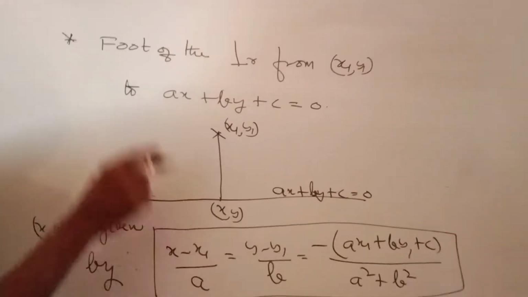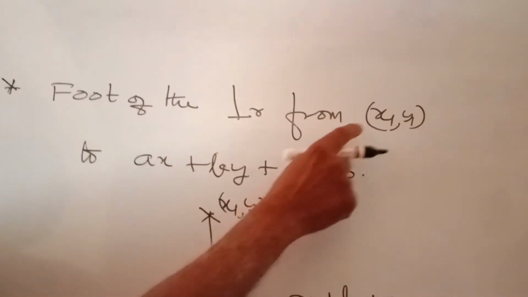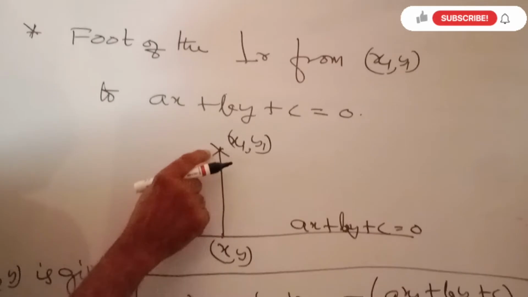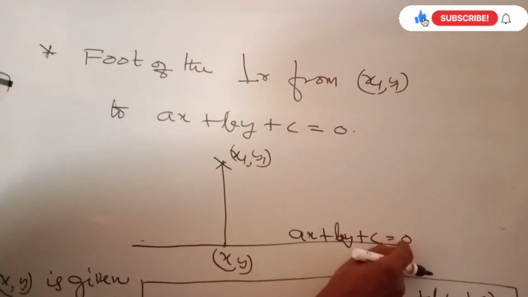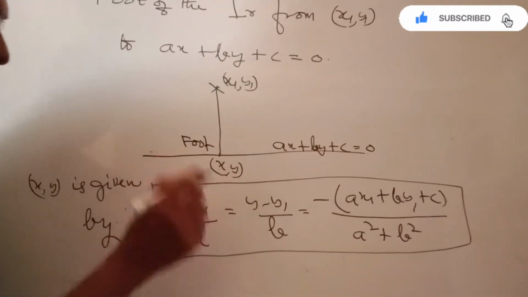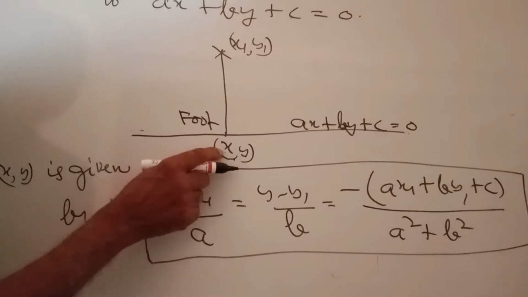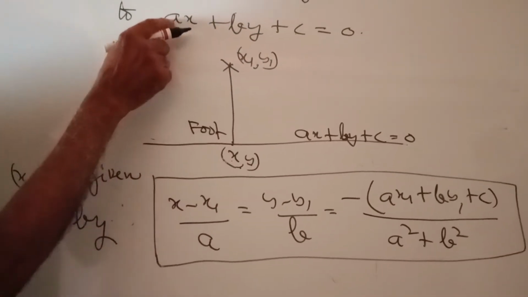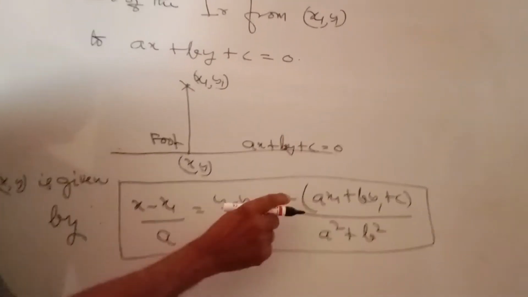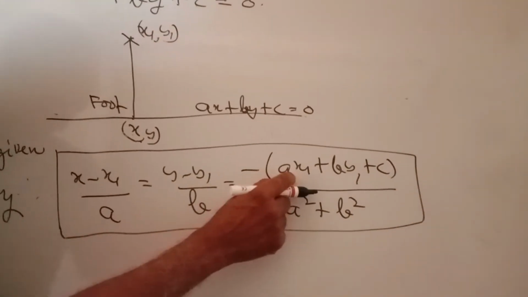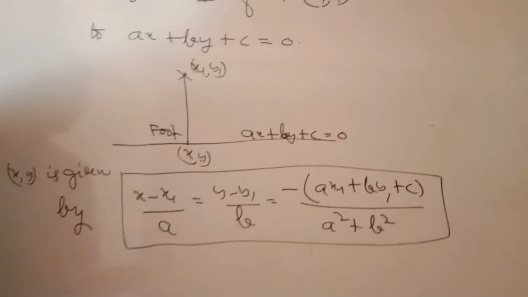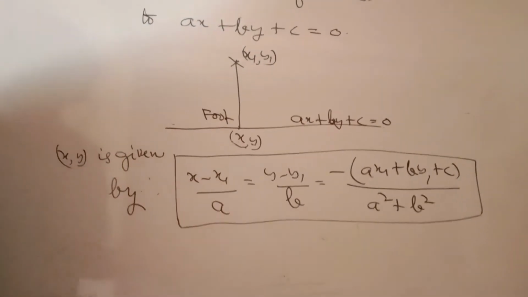We apply a formula for the foot of the perpendicular from x1, y1 to a line ax plus by plus c equal to 0. This is x1, y1. This is ax plus by plus c equal to 0. We call the foot xy. The formula is x minus x1 by a equals y minus y1 by b equals, remember, minus of ax1 plus by1 plus c by a square plus b square. So master this formula and apply the result.